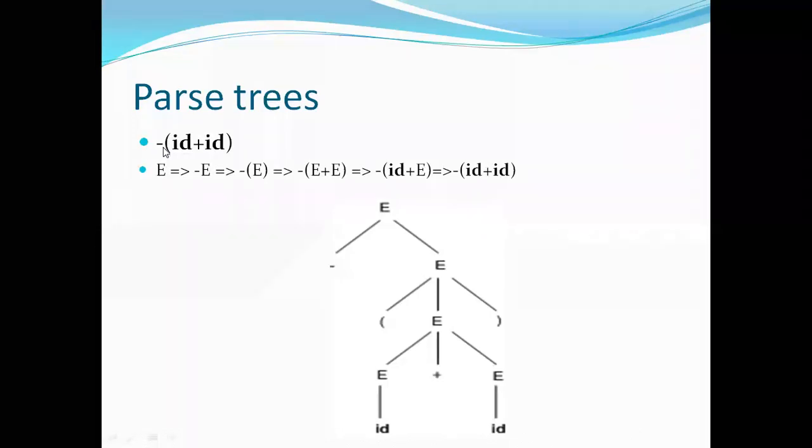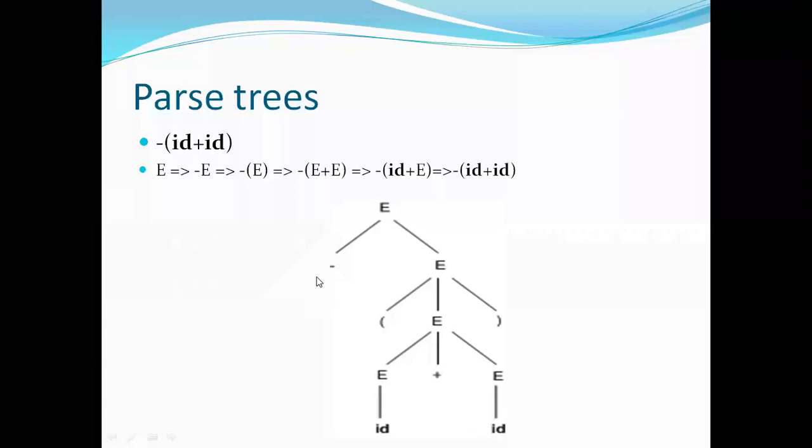Okay, so for example, let us consider the previous case, where the derivation is minus of id plus id. This is a given string, and we can convert this string into a parse tree. Previously we used the production E to minus E, and this E is replaced with E in brackets, and this E is replaced with E plus E. The leftmost E is replaced with id, and the next is replaced with id again. So first E is replaced with minus E, then this E is replaced with E in brackets, then E plus E, and each of those E's is replaced with id.